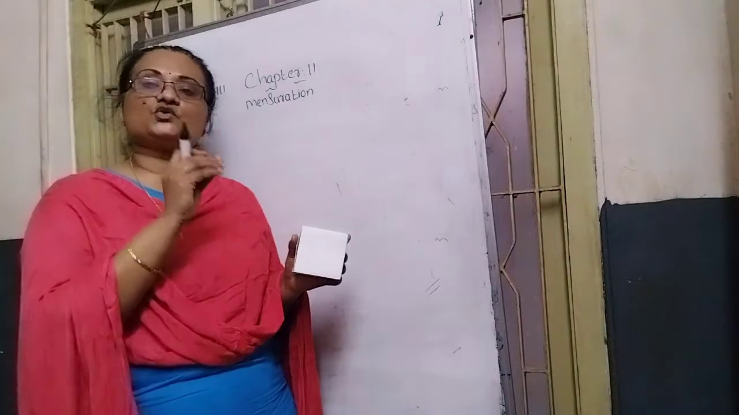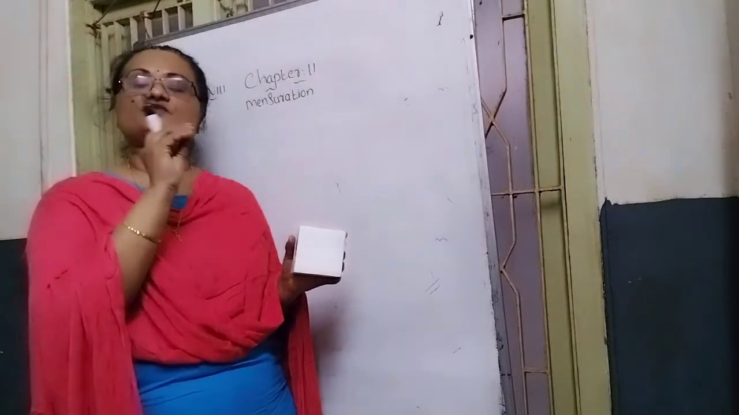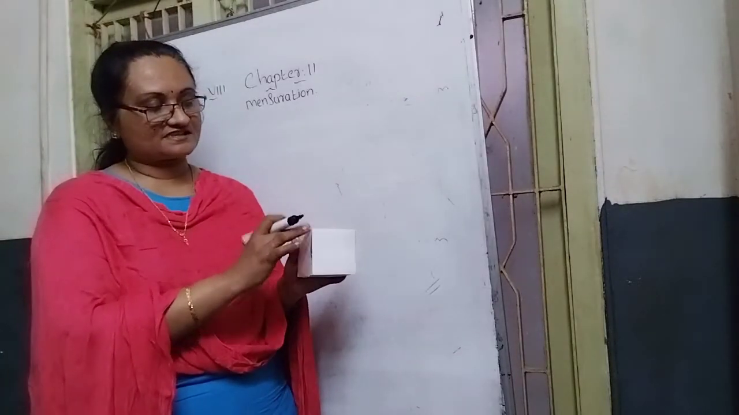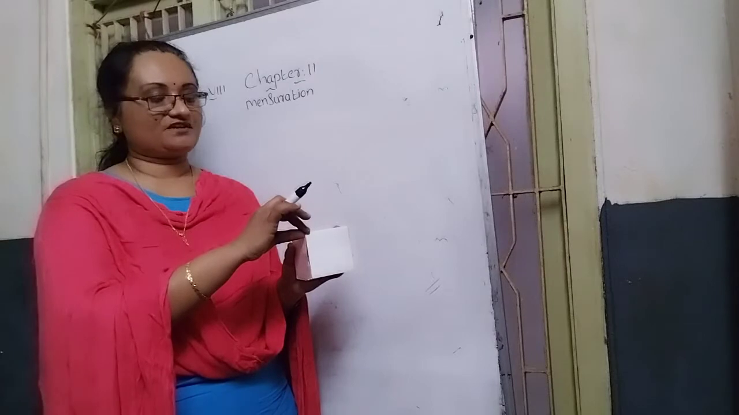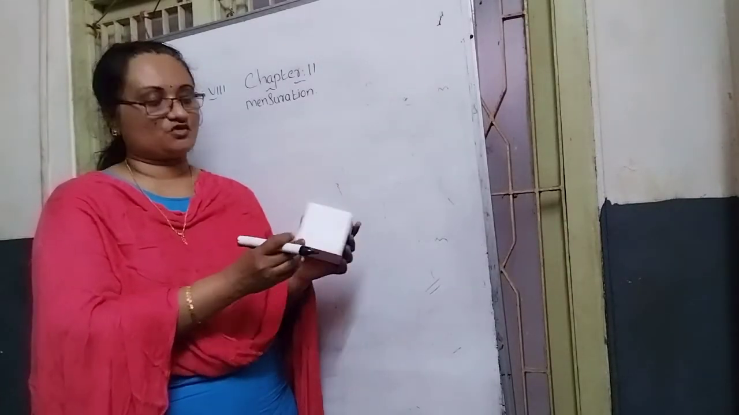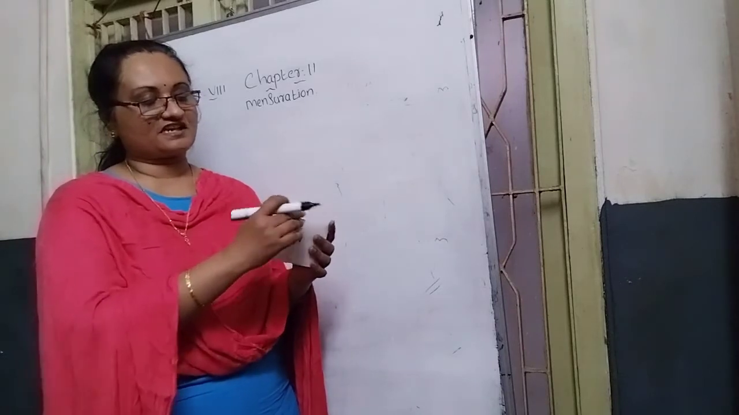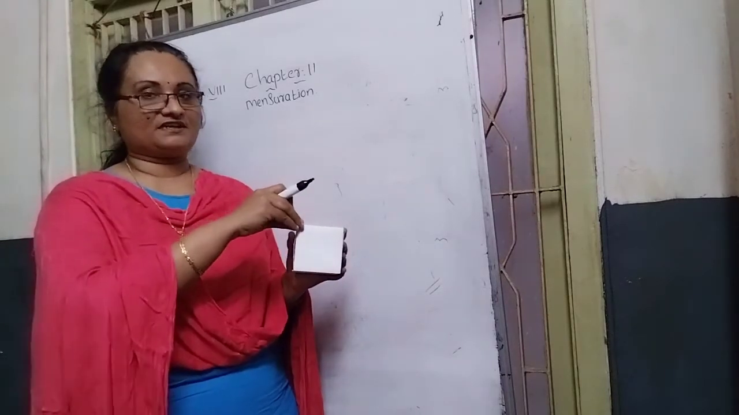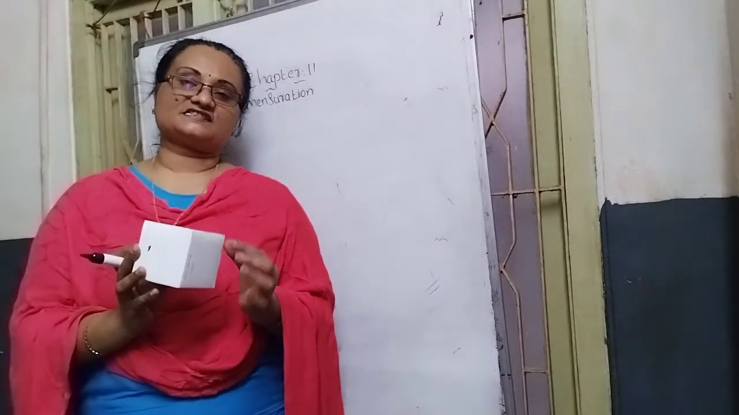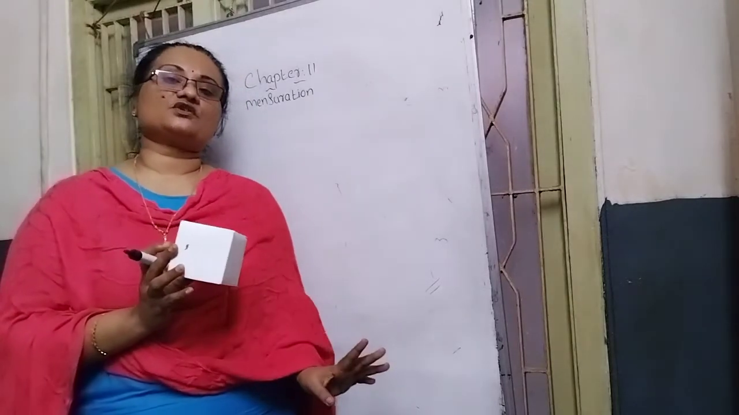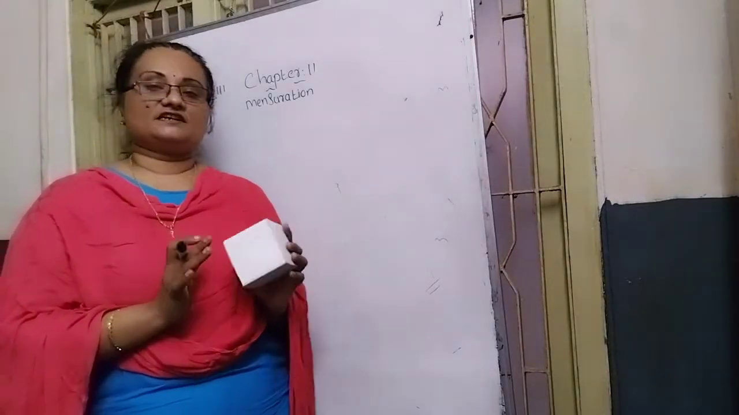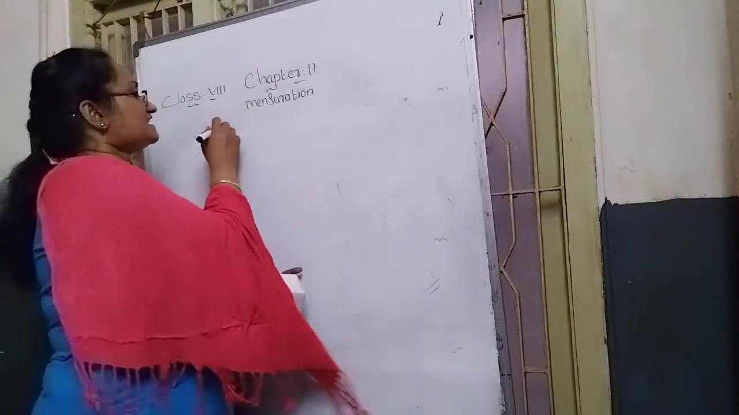Then how many vertices? A vertex is the point where 3 line segments join. We call it a vertex or corner. See, this line, this and this, these 3 are intersecting at a point, and we get one vertex. From here also, these 3 intersect. Like this, how many are there? 1, 2, 3, 4, 5, 6, 7, 8. So 8 vertices are there.